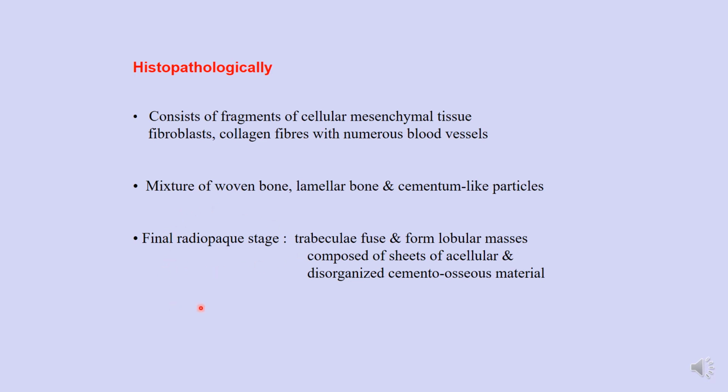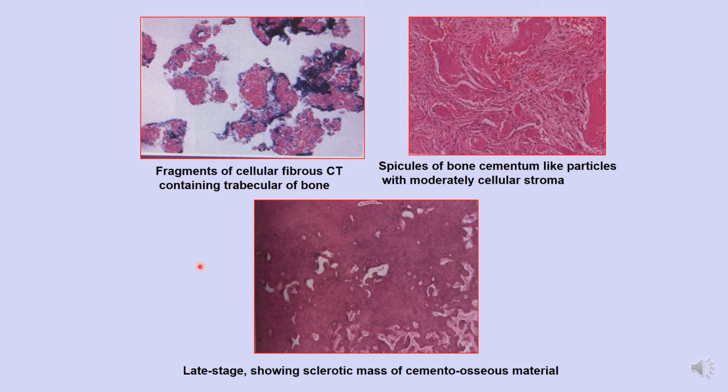In the final radiopaque stage, if a biopsy is taken at that stage, then you're going to see trabeculae fuse and form globular masses composed of sheets of acellular disorganized cementosseous material, right? Right, so this is what we mean here. So fragments of cellular connective tissue containing trabeculae of bone, okay, spicules of cementum-like particles with moderate stroma. So all this pink area is basically your fibrous tissue. These basophilic areas are cementum-like areas, all right? So at late stages, you see basically sheets of these sclerotic masses of cementum and osseous material.